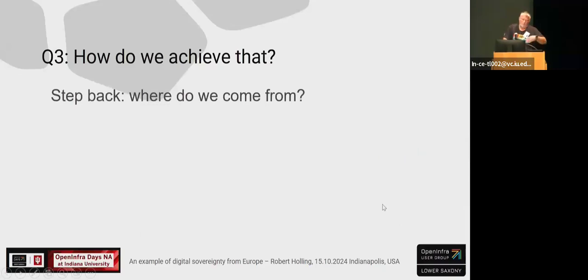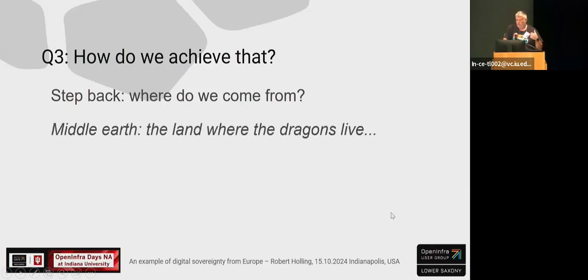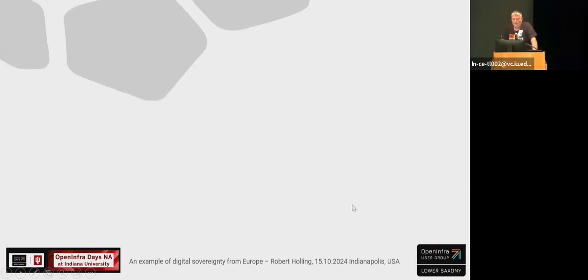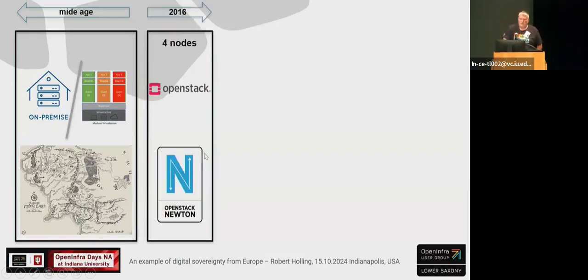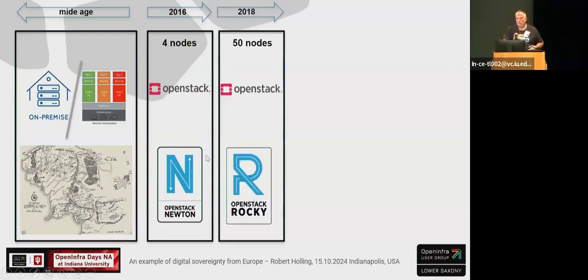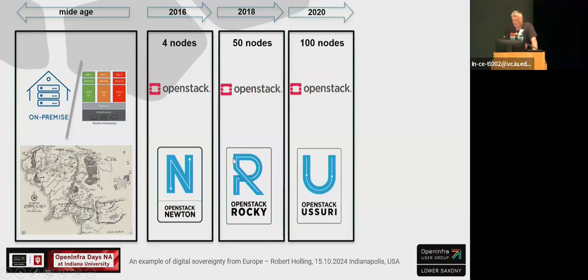So how do we achieve that? I have to go one step back. We came, let's say, from Middle Earth in the IT meaning, the land where the dragons live. Probably you have seen this picture from Lord of the Rings: on-prem installations with a couple of hypervisors, KVM, Hyper-V, ESXi, and so on. In 2016, we decided to move to OpenStack. At that time, 4 nodes with release Newton. 2 years later, we moved on to Rocky with 50 nodes, and 2020 up to 100 nodes with Ussuri.